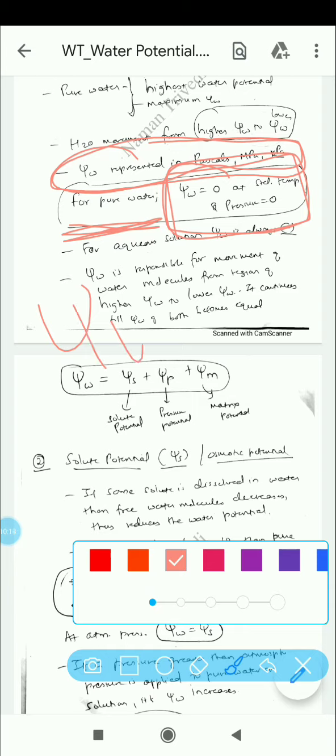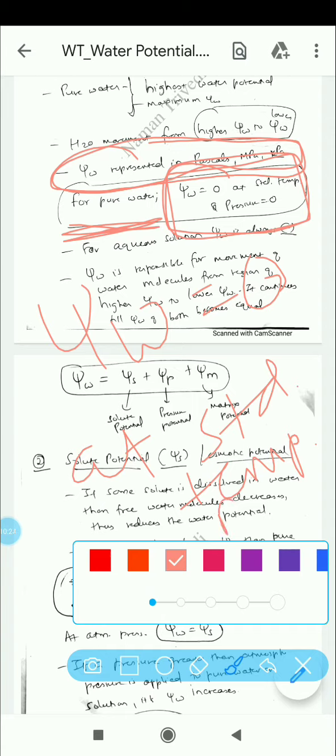So psi W is equal to 0 at standard temperature, and pressure is also equal to 0.